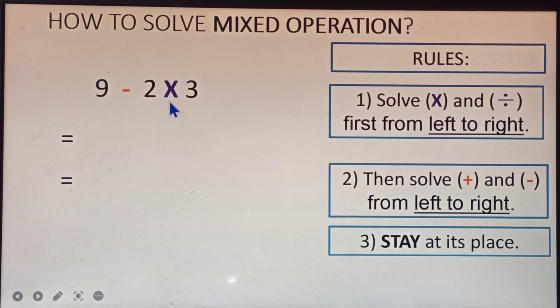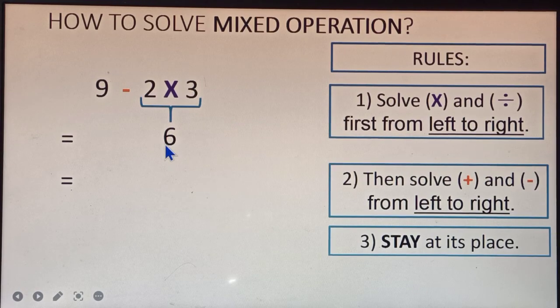Yes, multiply, isn't it? Rule number 1, multiply or divide is solved first. So that means 2 times 3, we are going to solve 2 times 3 first. Teacher wants to move the numbers, but they stay in the same place. 2 times 3, below it I just put down 6. Okay, in the same place.